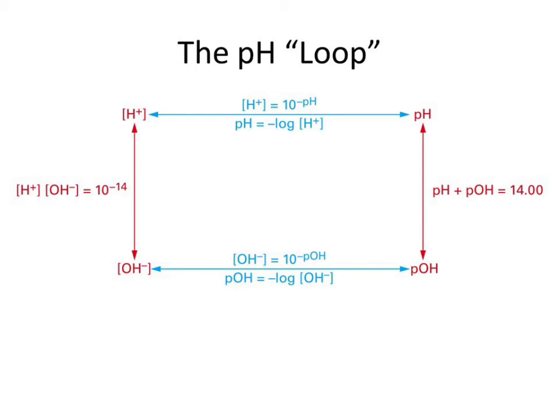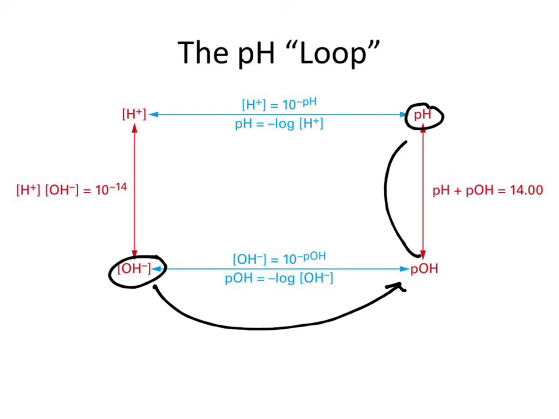Let's say I have hydroxide and I want pH. Same thing. I can do negative log of hydroxide, get pOH, and then 14 minus pOH gives me pH. Or I can do Kw and go from hydroxide to hydronium, and then pH calculation with that negative log.